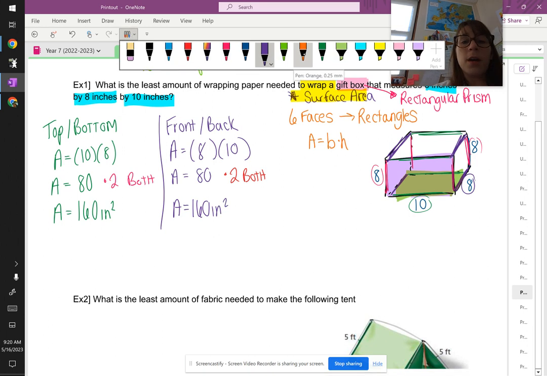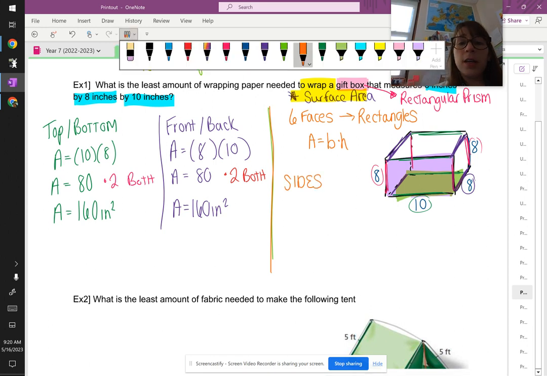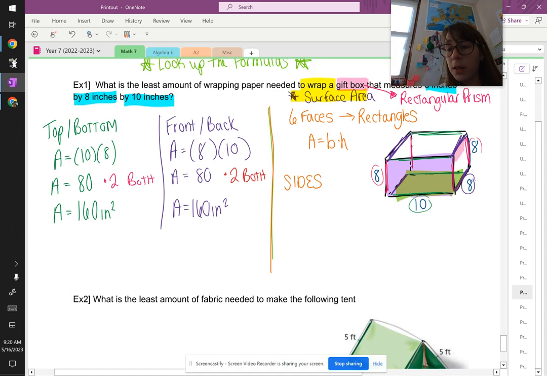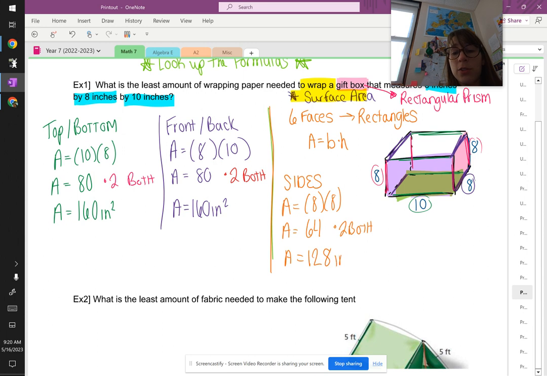All right, last but not least, I didn't want green, I wanted orange. We did top, bottom, front, back, so we're going to look at the sides. And those sides are going to be pink, and it's right there. You can see that side dimensions, it's a lot easier to see once I'm highlighting, has dimensions of 8 times 8. So area is equal to 8 times 8. Area is equal to 64. Again, times 2 for both of those sides gives us an area of 64 times 2 is 128 inches squared.